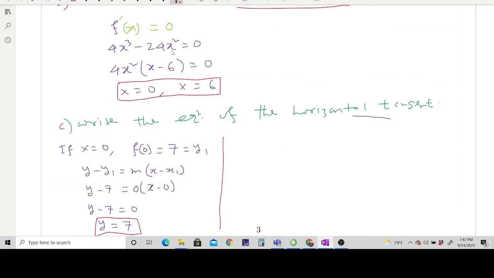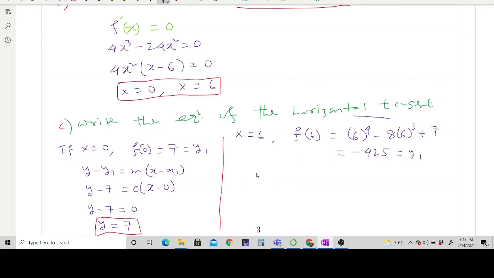Okay, now we have another point, x equals 6. At x equals 6, f of 6 equals, we plug into the original equation, 6 to the 4 minus 8 times 6 cubed plus 7. Now if you do the simplification, you get negative 425. So this is y1 for this case.